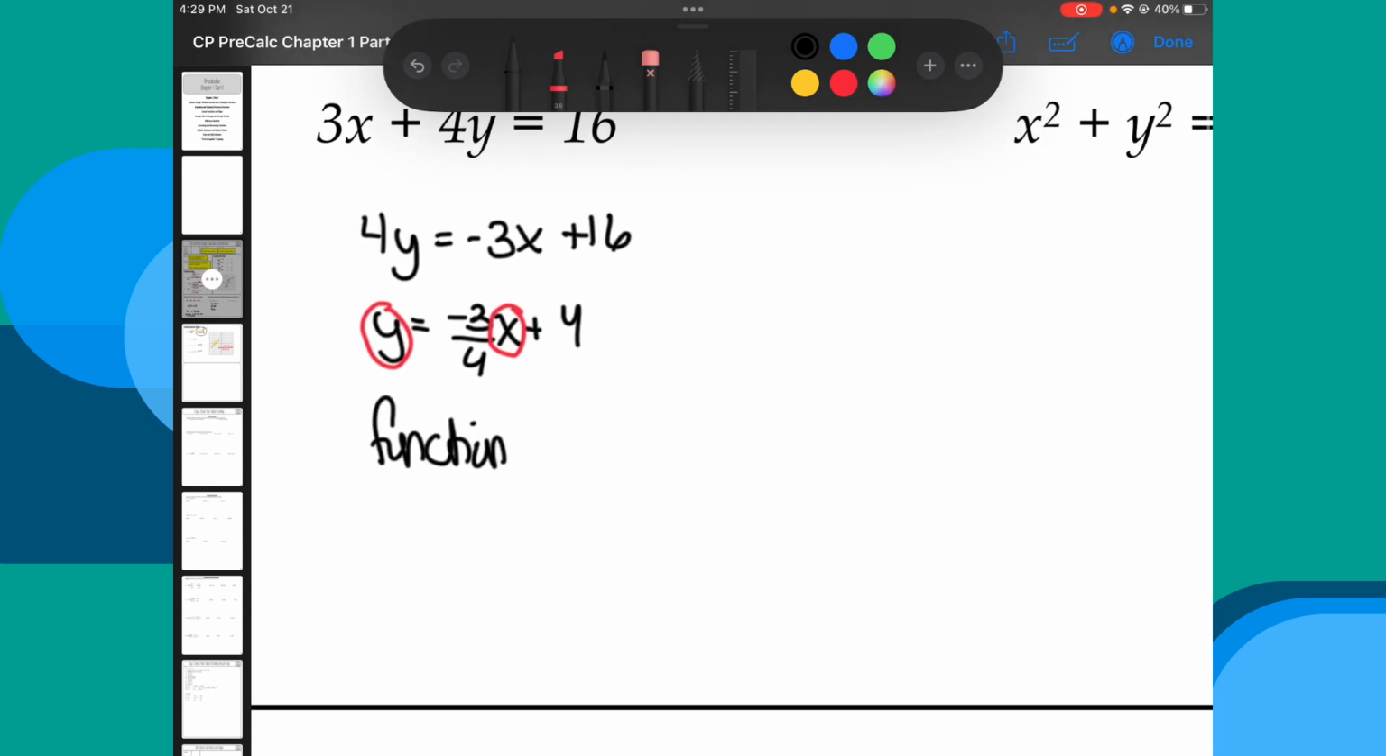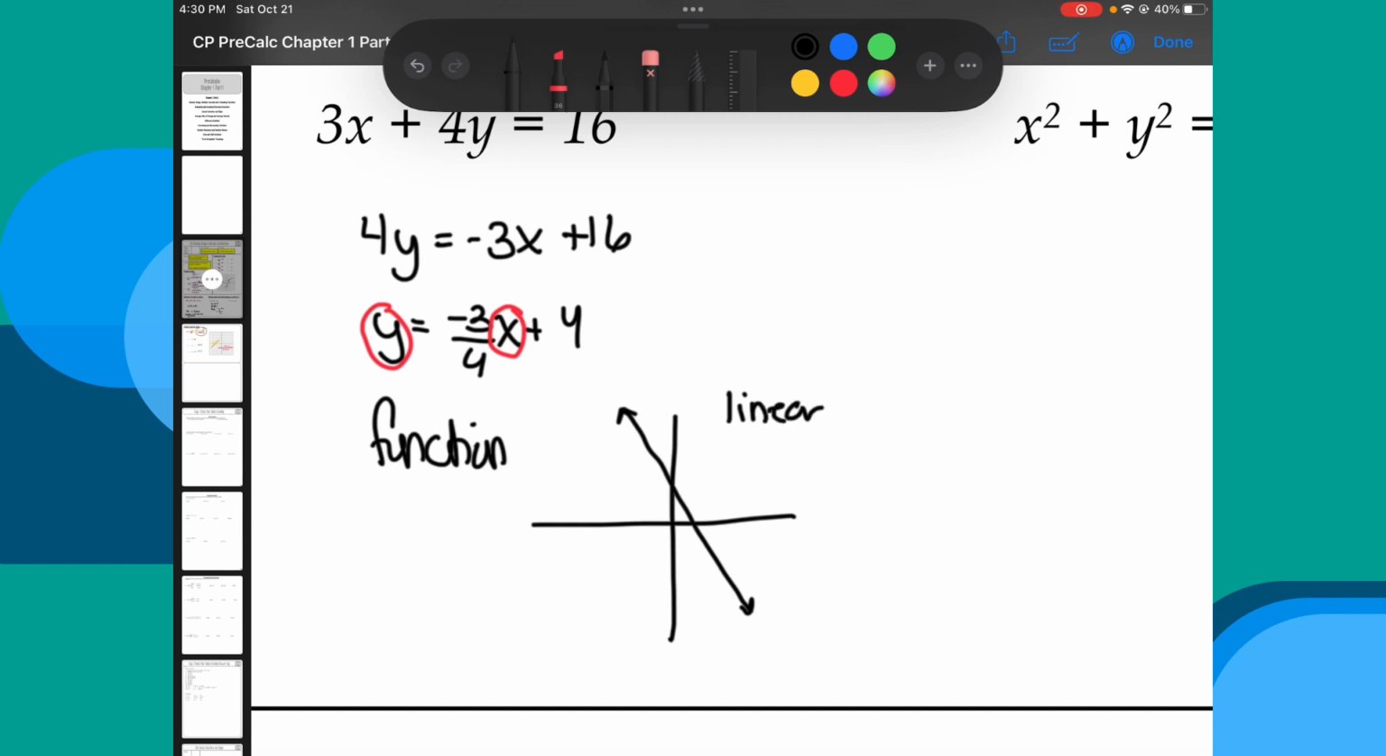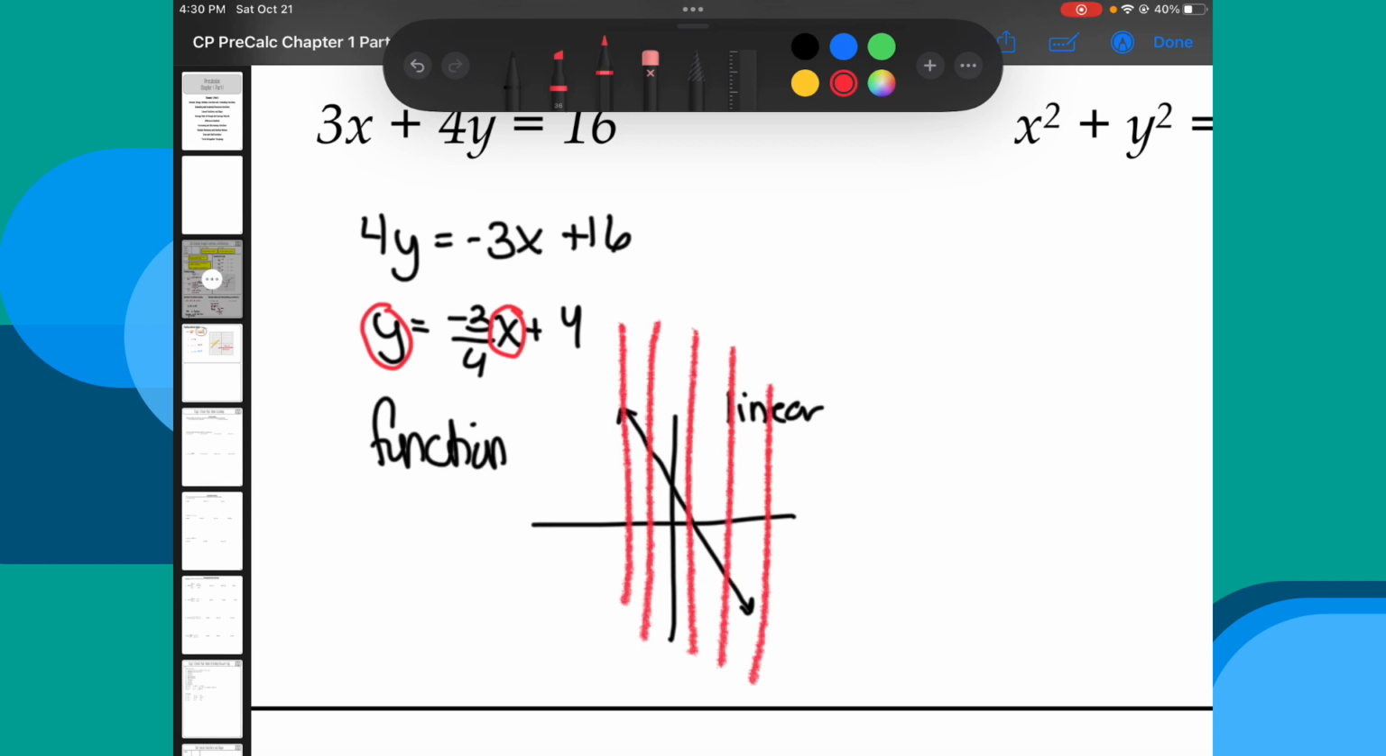The other way that you could tell is if you look at the graph. So the graph of this function will look something like that if I sketched it out. It's linear, and it passes what we call the vertical line test. So the vertical line test says that if I draw some vertical lines, every single time that I draw a vertical line, it touches the graph one time. That means for each x value, I'm only having one place on the graph, so then it is a function.